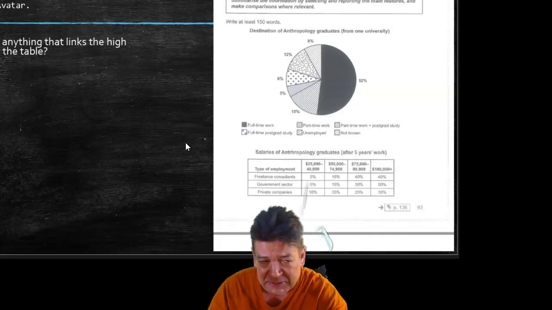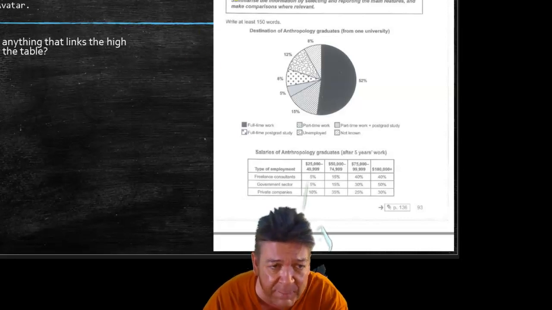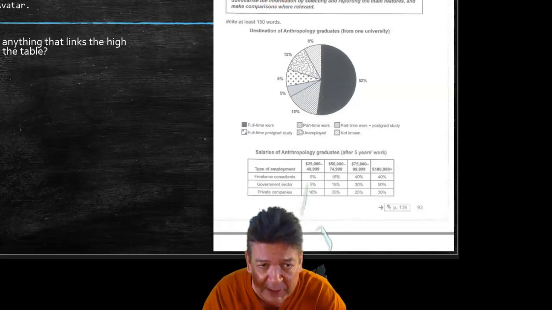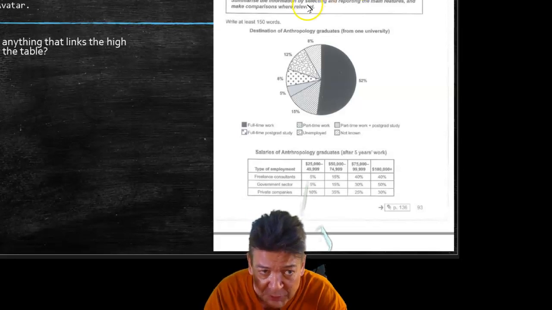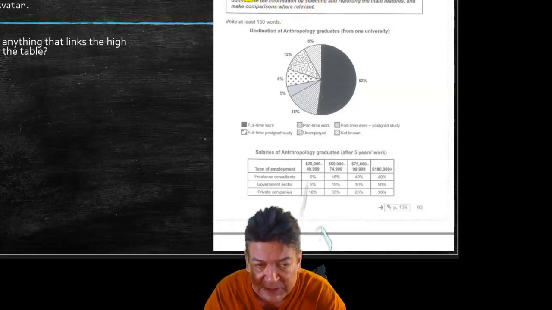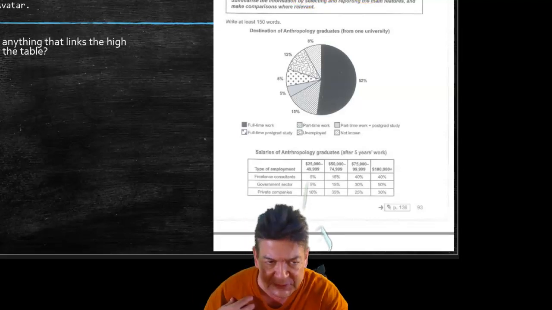So is there anything that links them? Well, let's analyze it. The chart below shows what anthropology graduates from one university did, past tense, after finishing their undergraduate. The table shows the salaries of the anthropologists in work after 5 years. So past and more past.